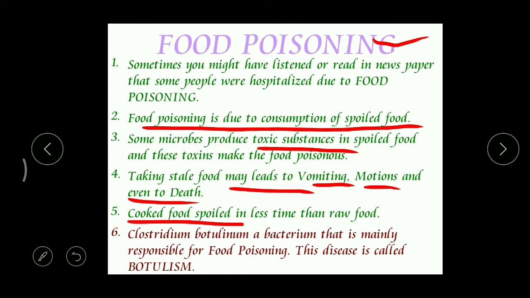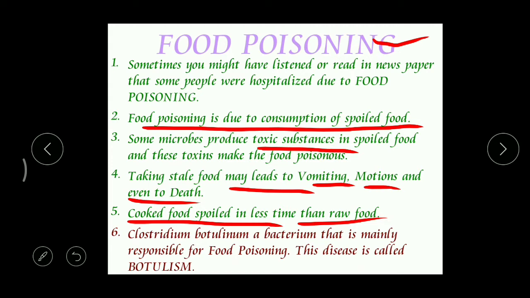And here, cooked food spoils in less time than raw food. Raw food means, for example, take any fish curry and take a normal fish. When these two are kept separately over the table, what you can observe by the next day is which one is spoiled. Yes, the cooked food spoils very easily. Why? Because of cooking, the food becomes very soft, so it becomes very easy for microorganisms to spoil that kind of food.